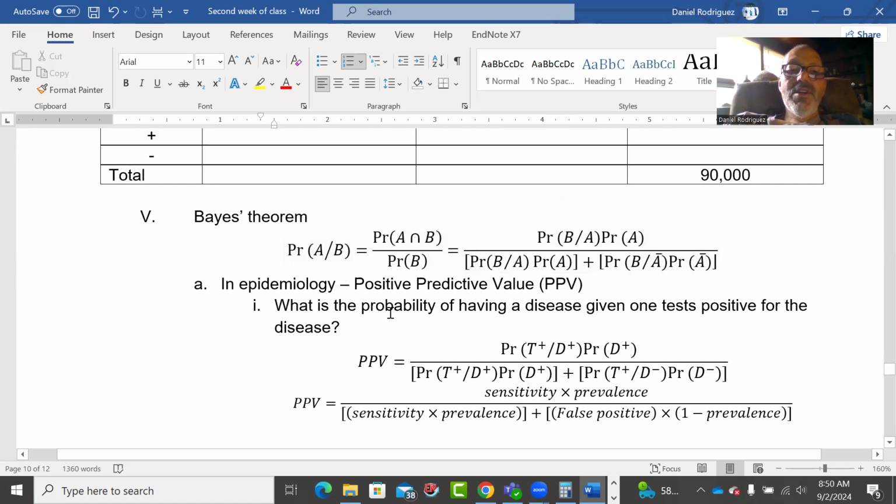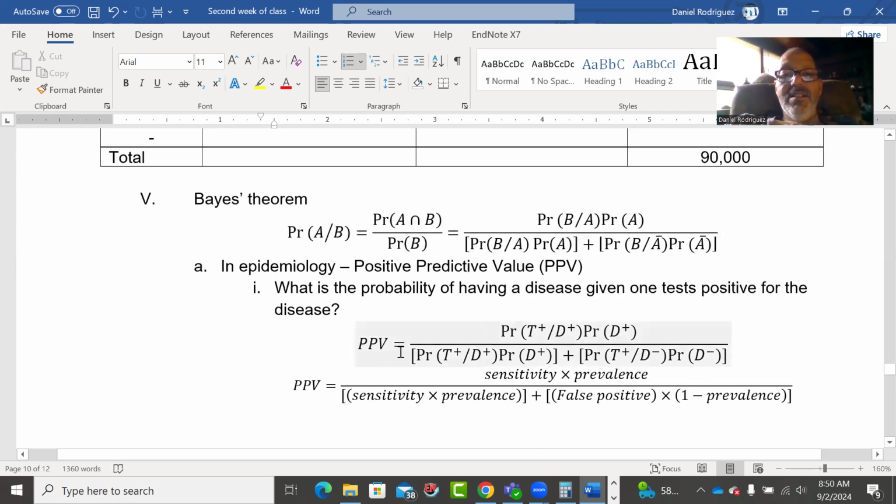All right. In epidemiology, we study diseases. So we calculate PPV because that's very informative. We can tell whether or not we need to screen for a test. If the screening has a high PPV, that means it's something worth doing.